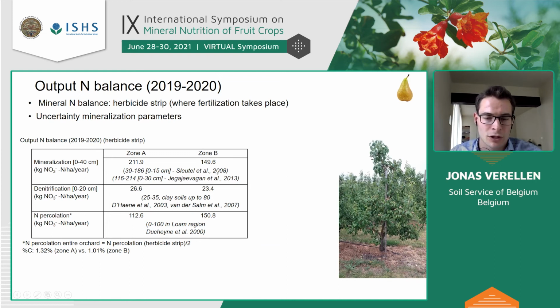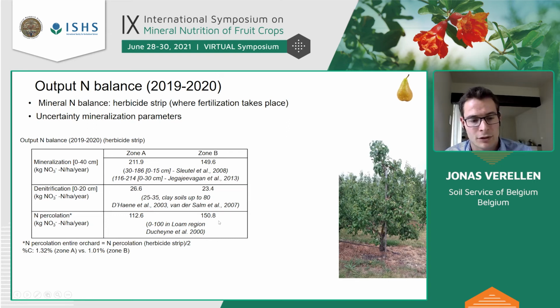Denitrification values correspond nicely with literature values, but the nitrogen percolation values are really high, around 130 kilograms of nitrogen per hectare per year for zone A and 151 kilograms of nitrogen per hectare per year for zone B.